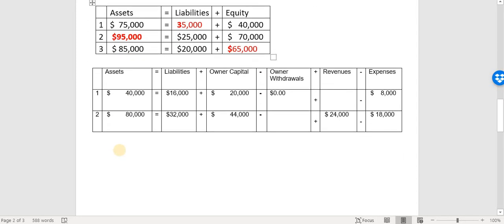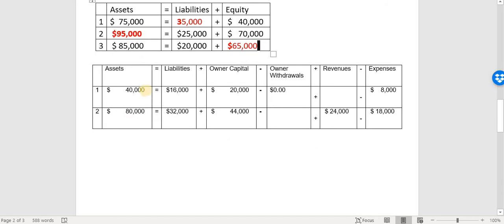Okay, let's see if we can do this second one. This is a little trickier. I know my assets are 40. Now, look on the right side. I've got not only my liabilities and my equity, but I've got some things here that adjust them. Remember, owner withdrawals reduce my equity. Revenues increase my equity because I'm receiving money, and expenses reduce my equity. So let's see what we can figure out here. My assets were 40, my liabilities were 16, my capital was 20. That's 36, huh? Minus expenses, 36 minus expenses is 24.